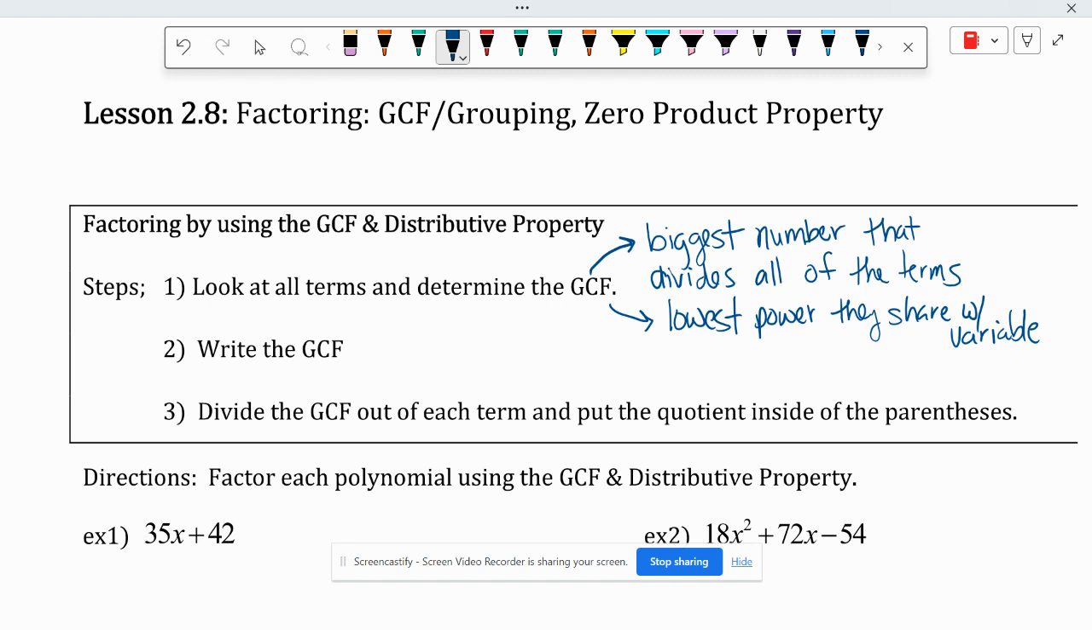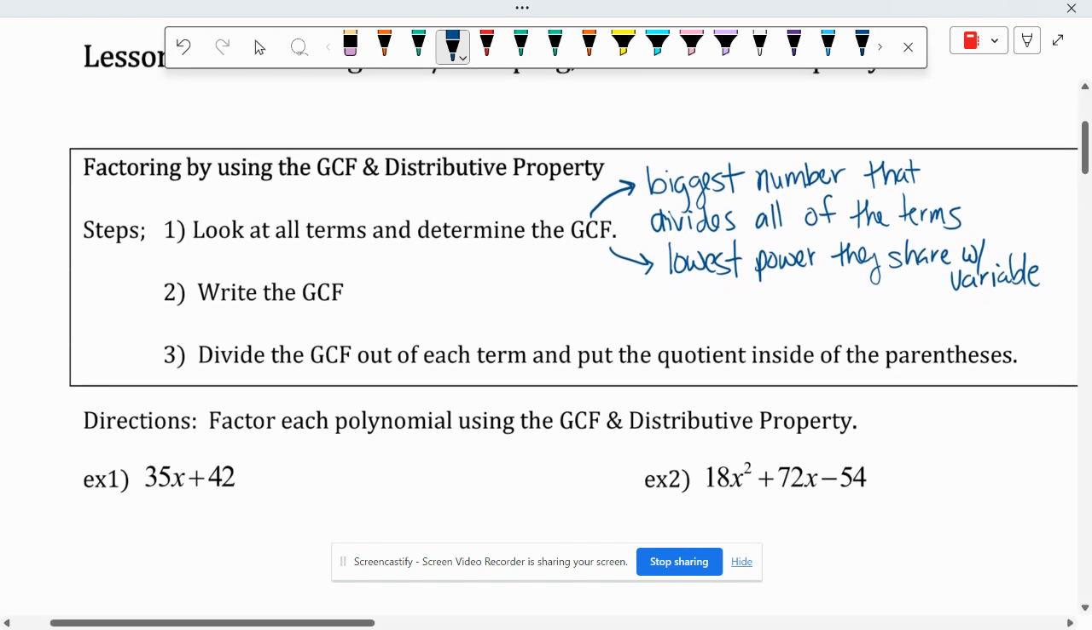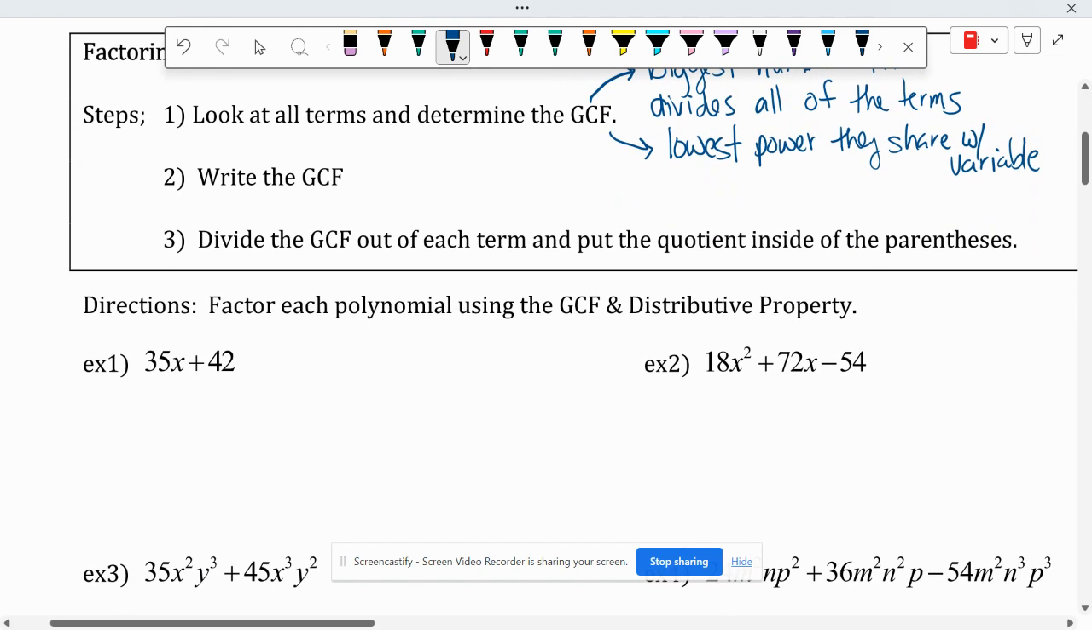And then you just write out the GCF. You take that greatest common factor and you write it out. You say what the GCF is, and then you divide every single term by that number. Okay? It's basically the opposite of distributing. We're undistributing, right? We're going to do the reverse of distributing. So when I look at my first example, you have to kind of ask yourself, what is a number that divides both 35 and 42?